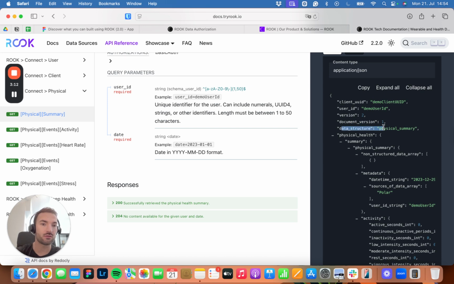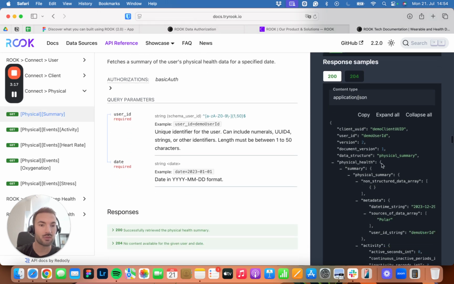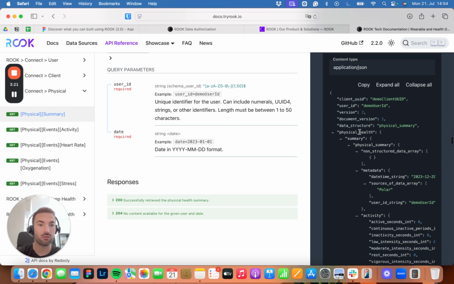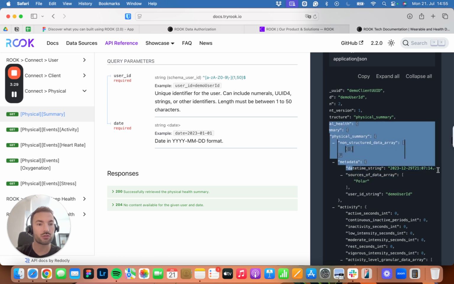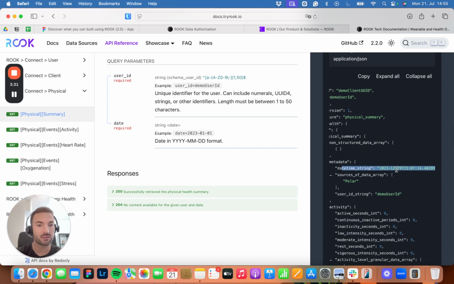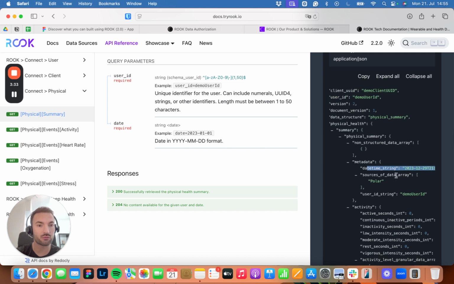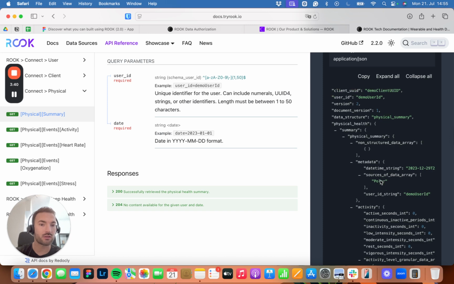Then we see here the data structure. So as I said, this is a physical summary. And that is obviously part of the physical health pillar, as we see here. What we see here in the metadata is the date time string. That is obviously important to know what date and timestamp is corresponding to that information for this user. And then we also see the source of the data. So we always find in the metadata where the data is coming from.